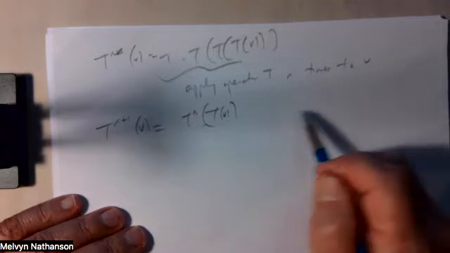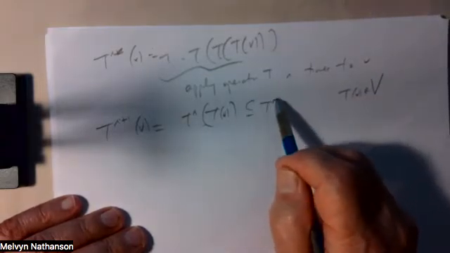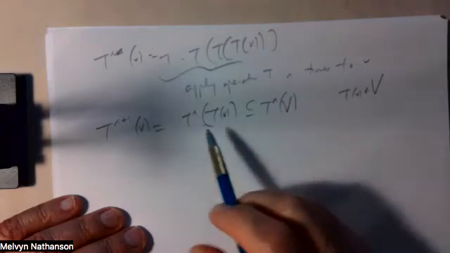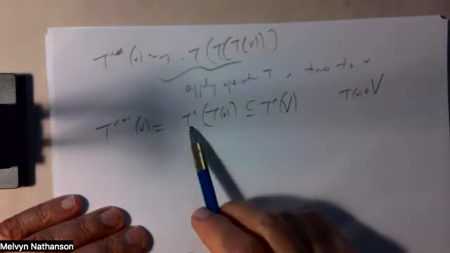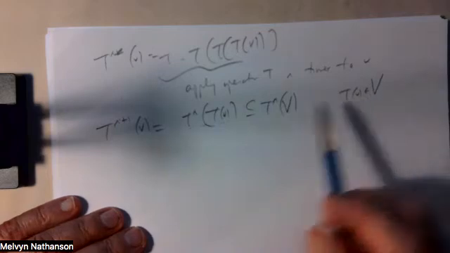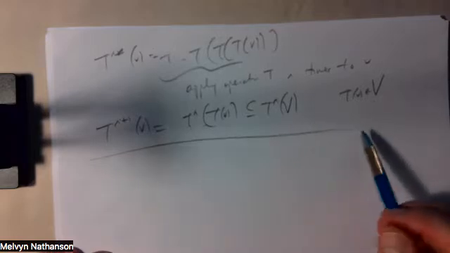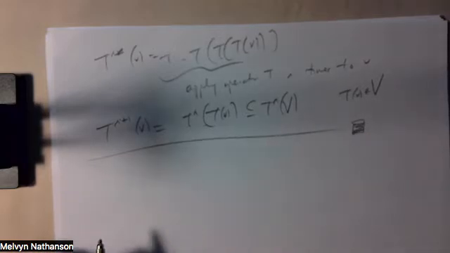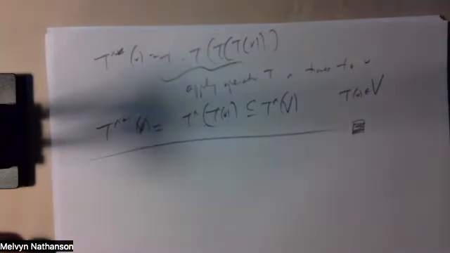But T of V is some vector in V, so this is contained in T to the i of V. If you take the i plus first power of T applied to V, that's the same as the ith power of T applied to T of V. T of V is just some vector in V, so this is the ith power of T applied to some vector in V. And if you think about that for a while, that is the proof. That's the proof. T to the i plus 1 of V is contained in T to the i of V.